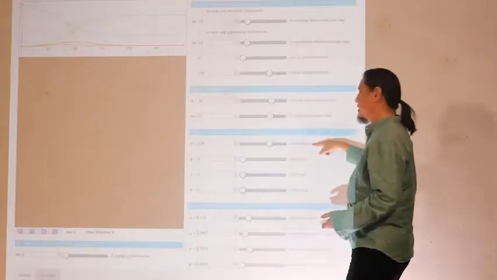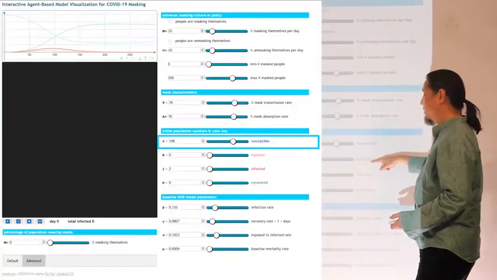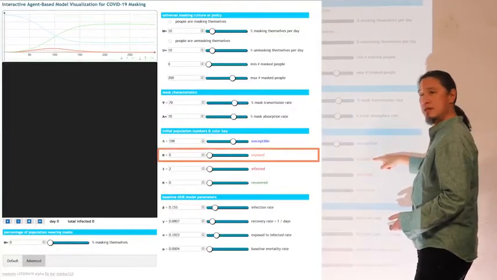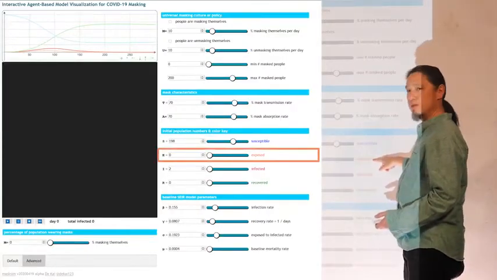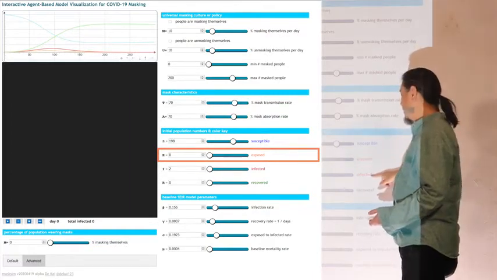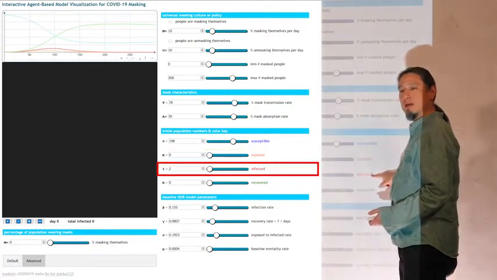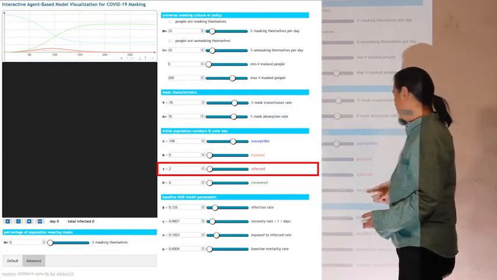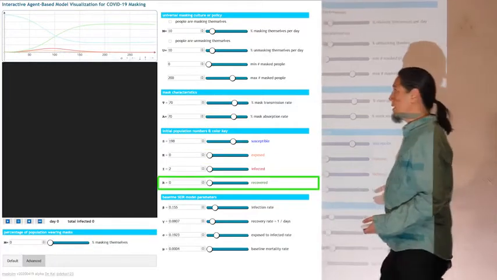And what that stands for is S is susceptible, that's the blue curve. E is exposed, that's people who have become exposed but they're still incubating. And then they become infectious, that's the red curve. And finally, they recover, and that's the green curve.